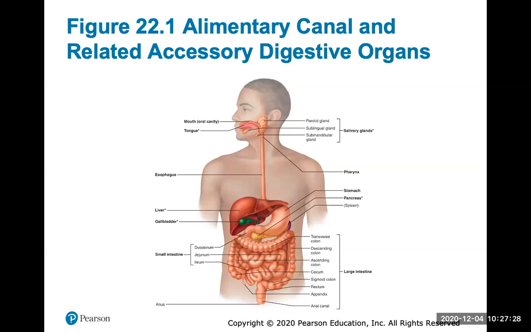So here's a good kind of review of the structures that make up the alimentary canal and related accessory digestive organs. And you can see these here. Take a moment to just pause this slide and make sure you can label everything on this picture.